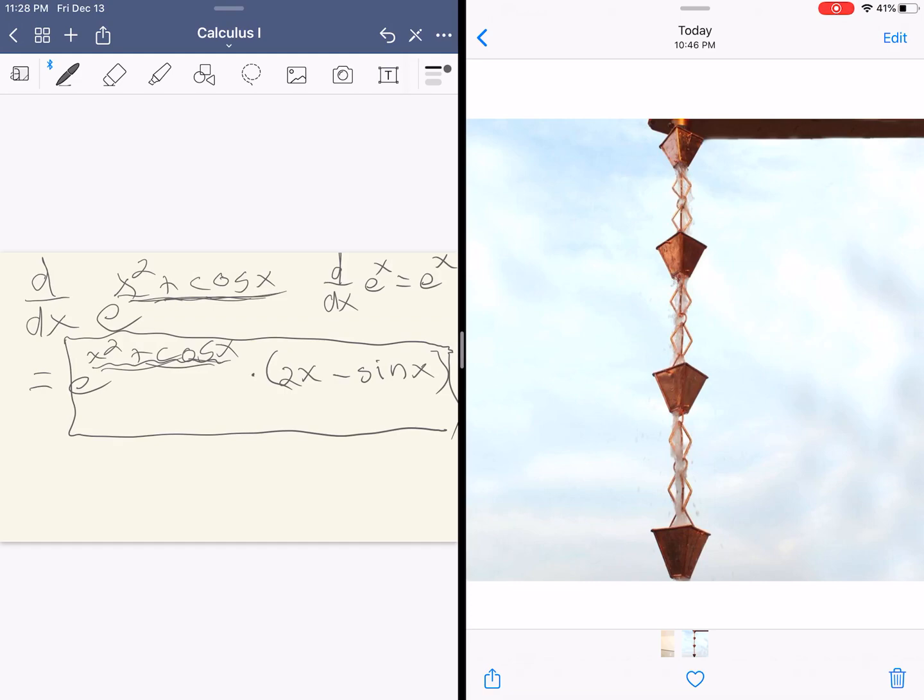Okay. Alright, so I hope that clarified things for you guys. Gives you a more intuitive way of knowing how to apply the chain rule to find the derivative of composite functions.